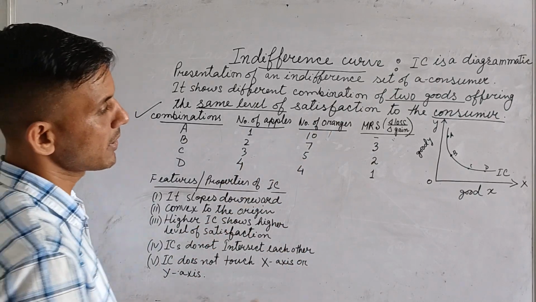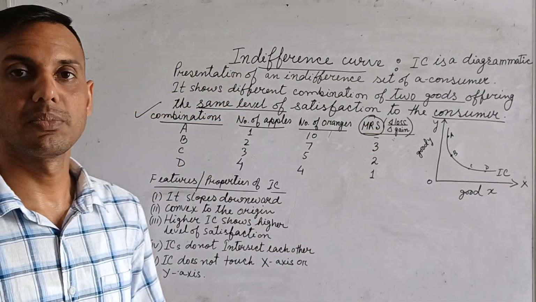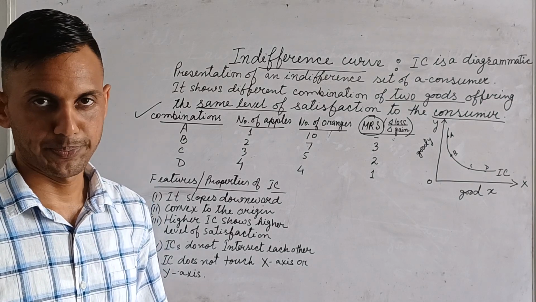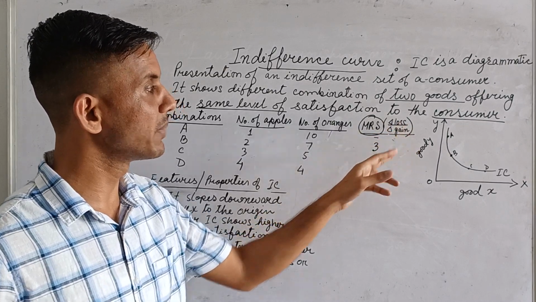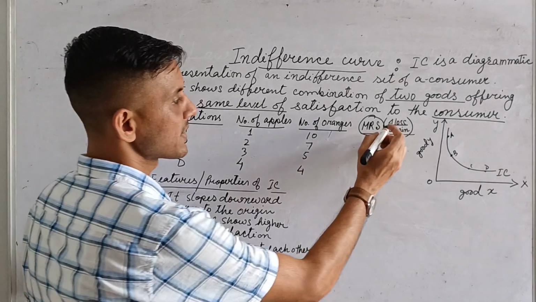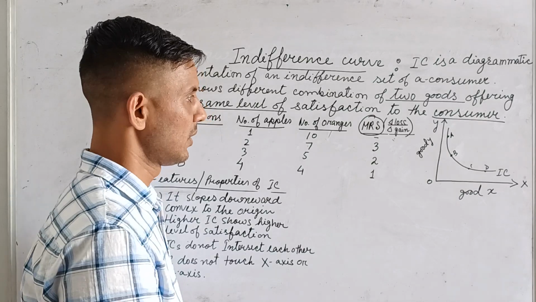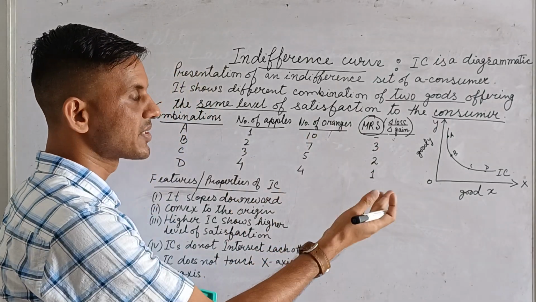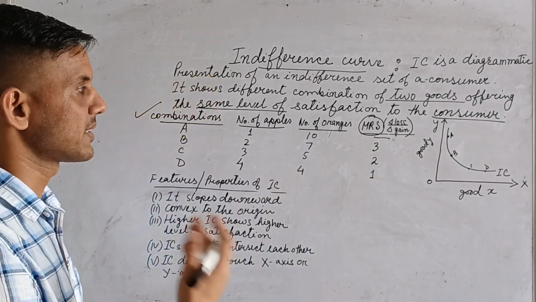And from here we can calculate the MRS. What is MRS? Write down: marginal rate of substitution. What is the formula? Delta loss divided by delta gain. It means change in loss divided by change in gain. What is the meaning of this triangle, delta? Change in. For the first unit you cannot determine it, so I have written a dash, because we don't know what was before.